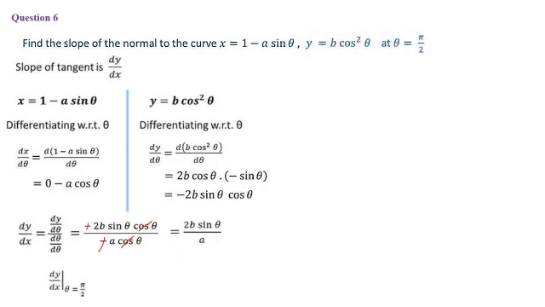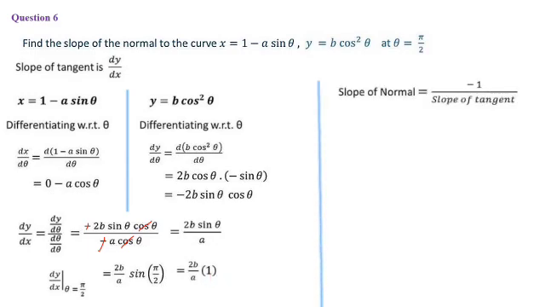Then dy by dx at theta is equal to pi by 2, that is the point given. Then we will get the slope of the tangent. So dy by dx at theta is equal to pi by 2 is 2b by a sin, replace theta and put pi by 2. The value of sin pi by 2 we know is 1. So 2b by a into 1, that is equal to 2b by a.